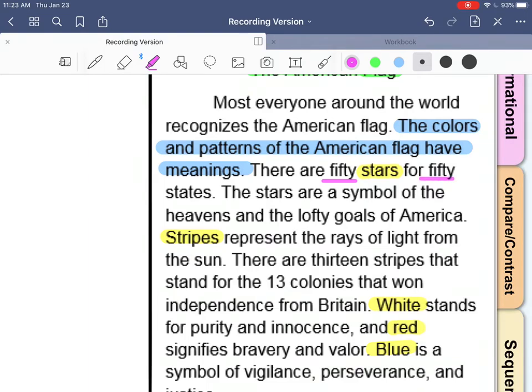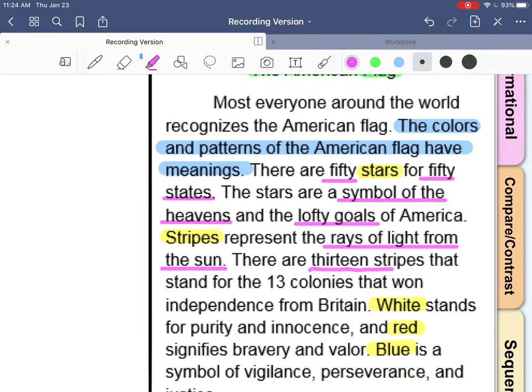50 stars, 50 states. So each state has a star. Why did they choose a star? It's a symbol of the heavens and lofty goals for America. And we're going to talk about what that word lofty means. Let's just mark it for now, and then we'll go back and do that in vocabulary. The stripes represent the rays of light from the sun.